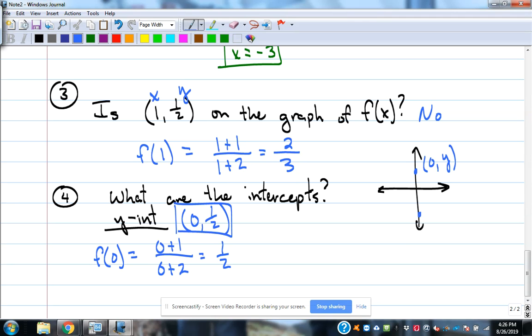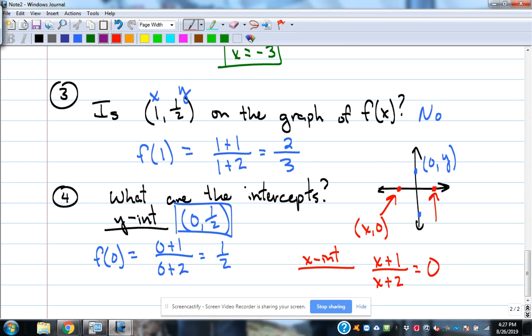If I'm looking for X-intercepts, anything that's on the X-axis, the Y value is going to be 0. So to get an X-intercept, we're going to set the whole problem equal to 0. So X plus 1 over X plus 2 equals 0.